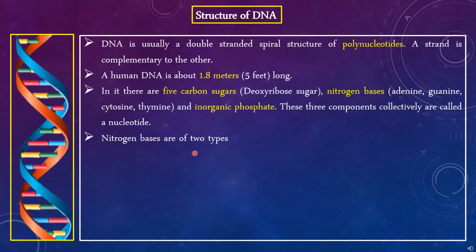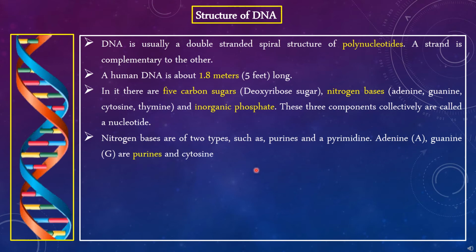Nitrogen bases are of two types: purines and pyrimidines. Adenine and guanine are purines. Cytosine and thymine are pyrimidines. Mind it, in DNA you will get two types of nitrogen bases, purines and pyrimidines. Adenine and guanine are purines, and cytosine and thymine are pyrimidines.